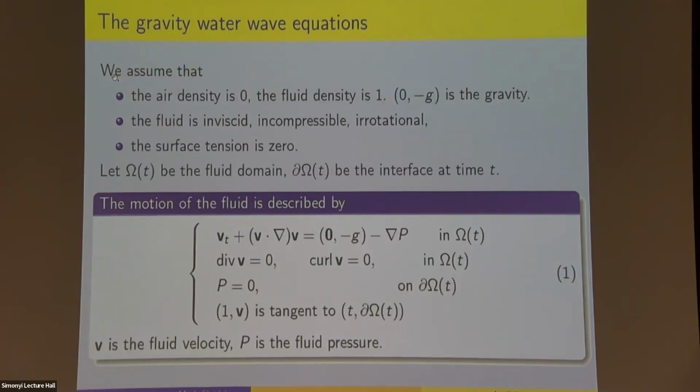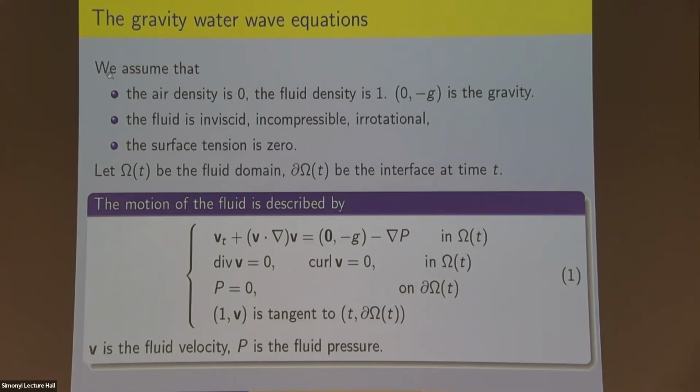So the problem we are going to discuss is the gravity water wave equation. Basically, you look at the situation in the ocean, and you assume that the air density is 0, so pretend it's a vacuum, and gravity is a constant. We assume that the fluid is inviscid, incompressible, and irrotational, and we also assume the surface tension is 0.